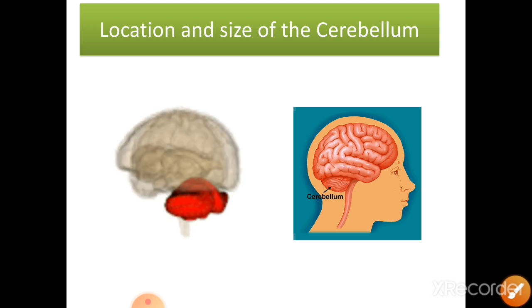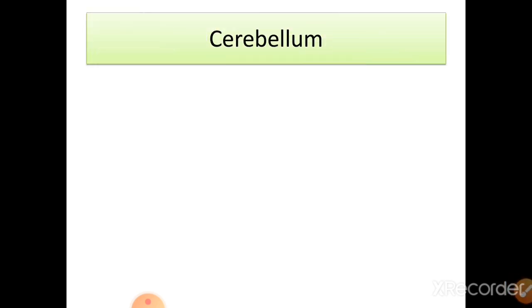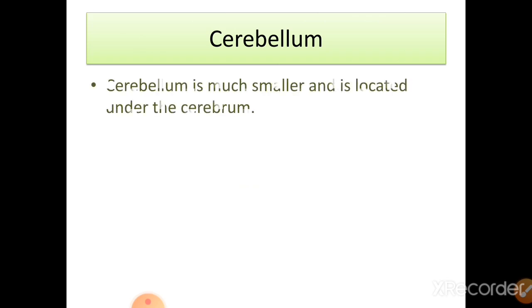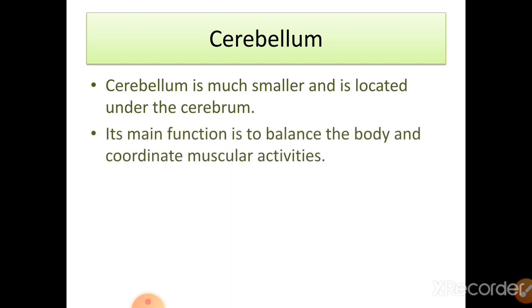Now let us know what this cerebellum is. You have to know the spelling. It is much smaller and it's located under the cerebrum. Cerebrum, you know, is the largest part of the brain. The cerebellum's main function is to balance the body and coordinate muscular activities. You have to know the functions of each organ. I have told you this before also. Location and function is very important in biology from your examination point of view.